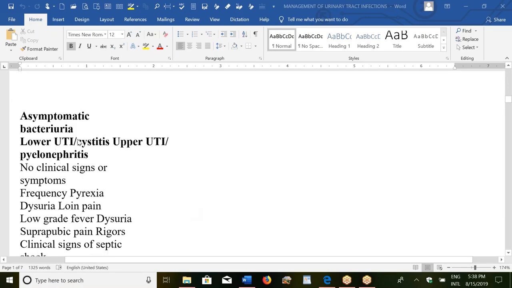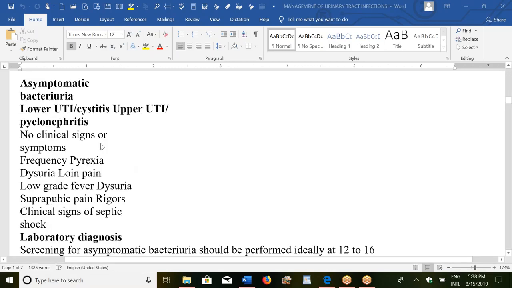Then patient can have asymptomatic bacteriuria. Patient can have no UTI, cystitis, and when upper UTI is involved, then your patient can have pyelonephritis. So sometimes it can be completely symptomless. Then frequency will be there, pyrexia can be there, dysuria, loin pain, low-grade fever, suprapubic pain, rigors, clinical signs of septic shock. Here we are comparing the lower and the upper urinary tract infection.